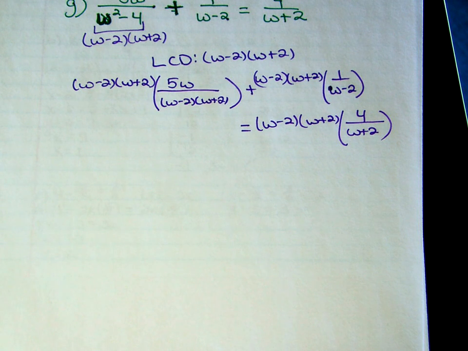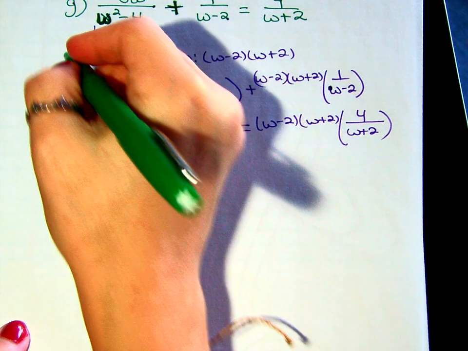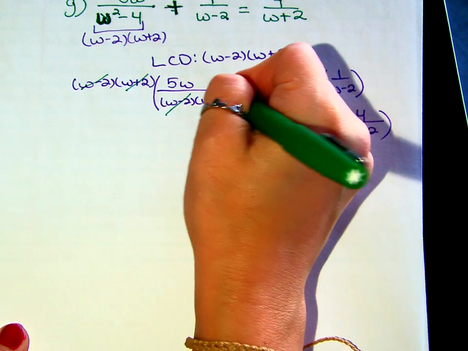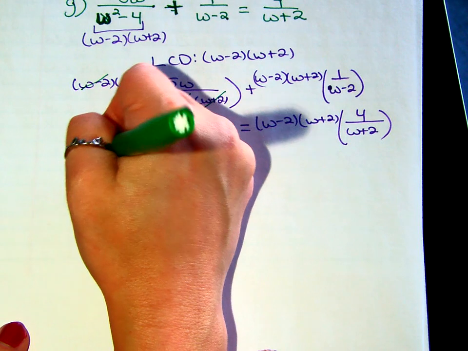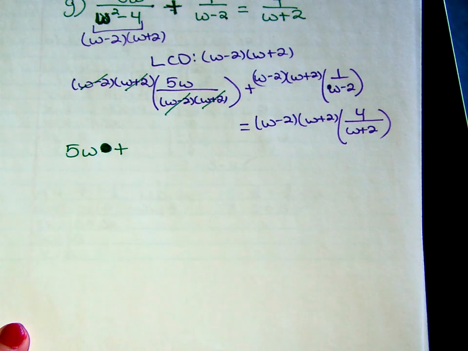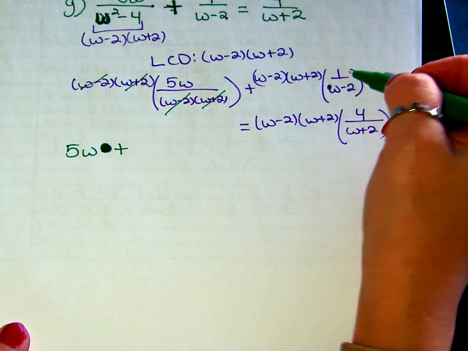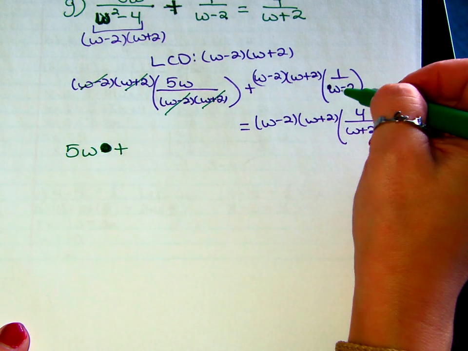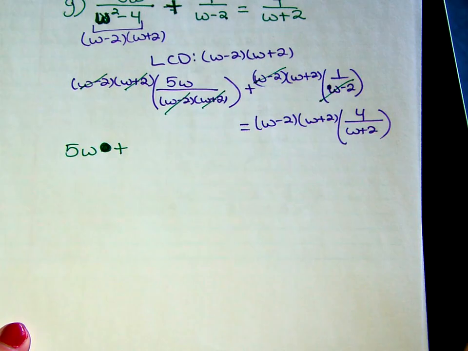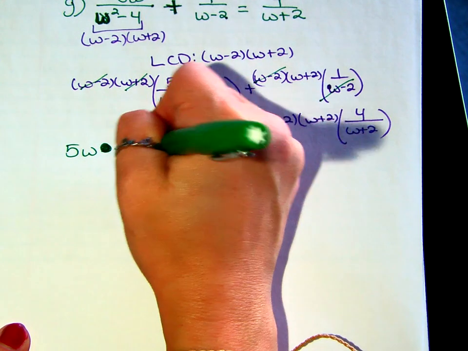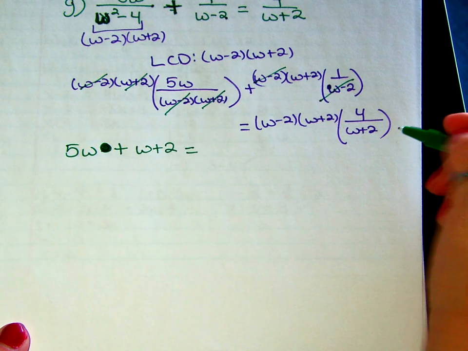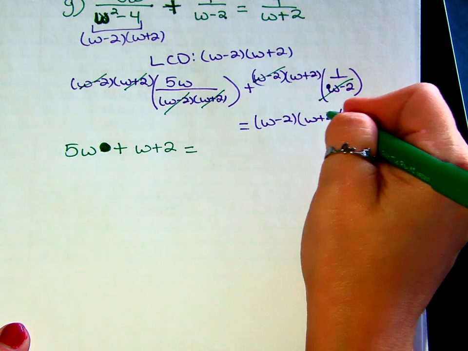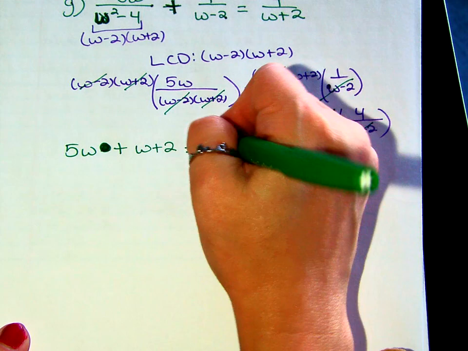So for that first fraction, the 5w over, notice the top and the bottom share both of those factors. That means it's going to leave you with 5w. Plus. Now, for the 1 over w minus 2, the denominator is w minus 2, so that's going to cancel with the top w minus 2, leaving me with just a w plus 2. Equals, and then on the other side, my denominator is a w plus 2, so that cancels with a w plus 2 on top, so I will have 4 times w minus 2.